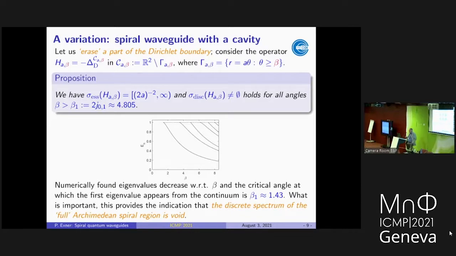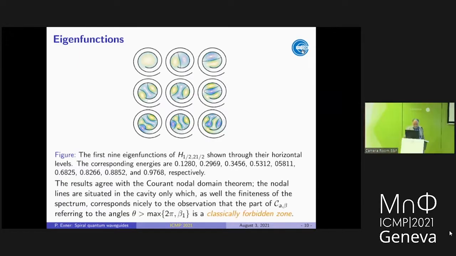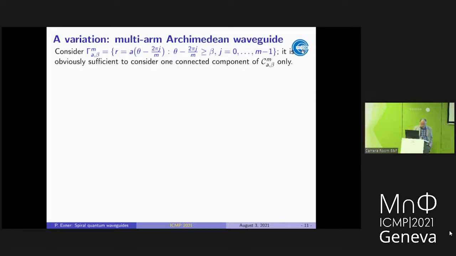You can also look at how the eigenfunctions look, the first nine eigenfunctions. You see that they are in accordance with the Courant theorem. Actually, only the first two of them are Courant sharp. And you also see that there is nothing in the tails because, as we saw, it's a classically forbidden region. Now, another variation is you take a multi-arm spiral.